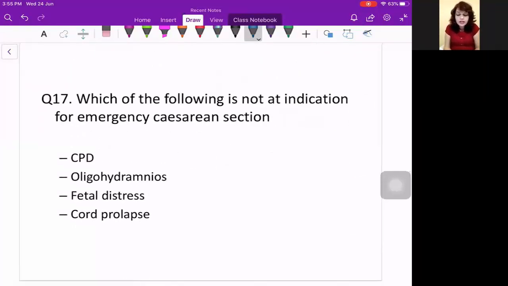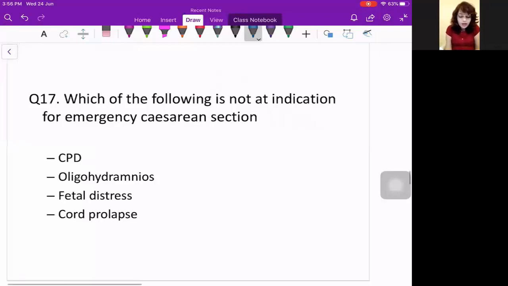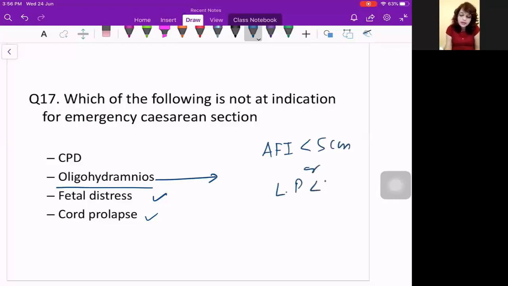Which of the following is not an indication for emergency cesarean section? Well, in different cases, I have got different answers. So, fetal distress and cord prolapse are the indications for emergency cesarean. Among the two, oligohydramnios and CPD. If we go like this, oligohydramnios. Oligohydramnios is when the amniotic fluid index is less than 5 centimeters or the single deepest pocket is less than 1 centimeter on ultrasound. Usually we allow labor to proceed.